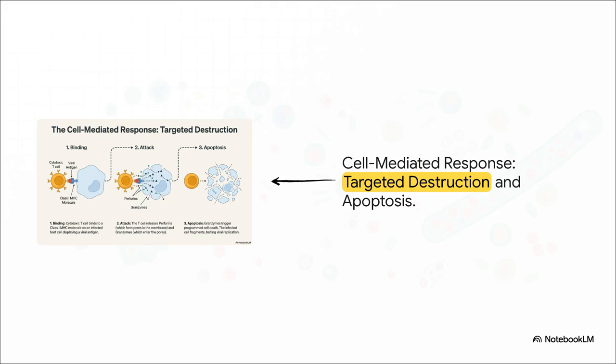Over on the cell-mediated front, it's all about targeted destruction. When a cytotoxic T cell binds to an infected host cell displaying a viral antigen, it unleashes a brutal chemical attack. It releases perforins, which form pores in the infected cell's membrane, and granzymes, which enter those pores to trigger apoptosis, which is programmed cell death. The infected cell fragments, and that successfully halts viral replication right in its tracks.